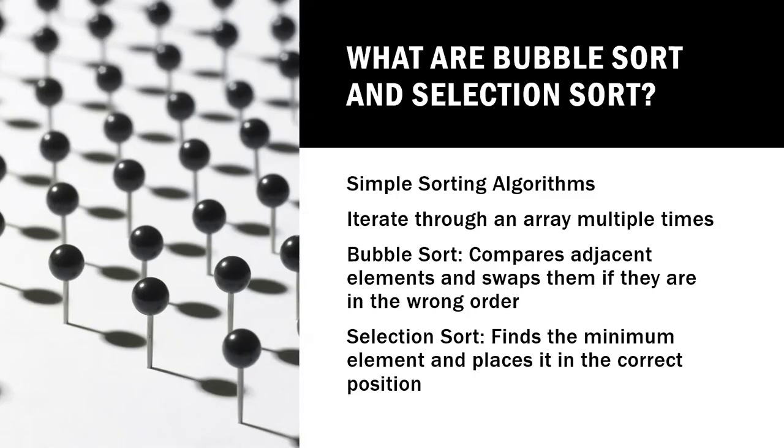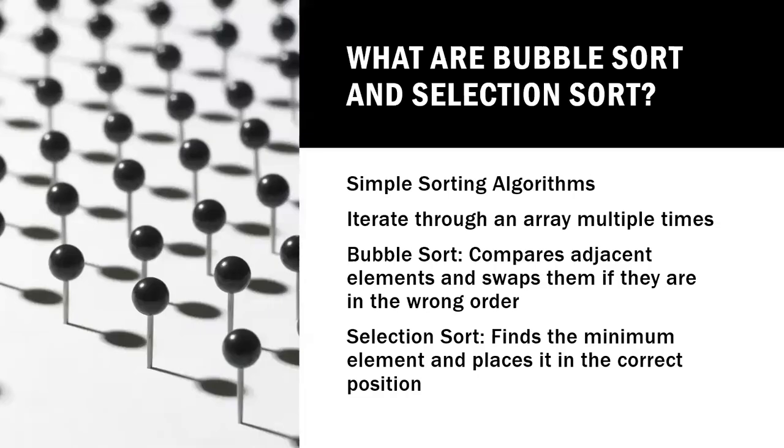So a bubble sort compares adjacent elements and swaps them if they're in the wrong order. This is the one that we looked at last week, where it looks at element 0 and compares it to element 1. If element 0 is bigger than element 1, it stores it in a temporary variable and then swaps them. That's all it does: it swaps two elements and then looks at the next two elements.